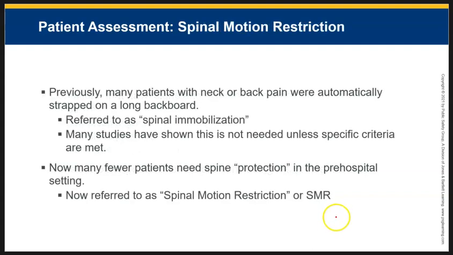Now, previously, many patients with neck or back pain were automatically strapped on a long backboard. We referred to this as spinal immobilization, but you truly cannot completely immobilize the spine in a pre-hospital setting. So our updated terminology is to refer to spinal motion restriction.